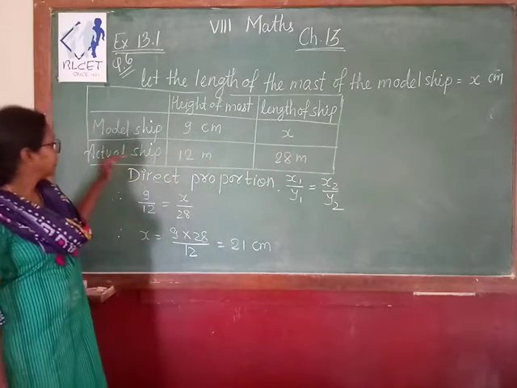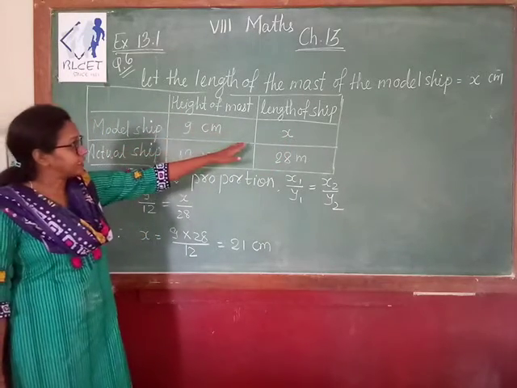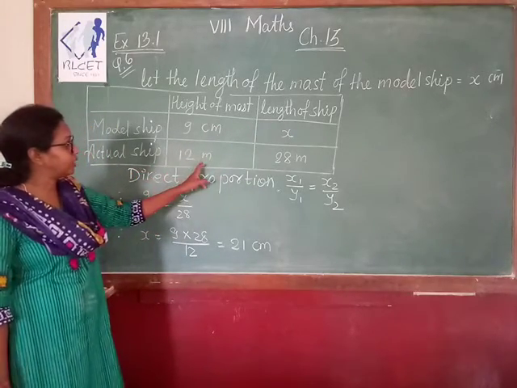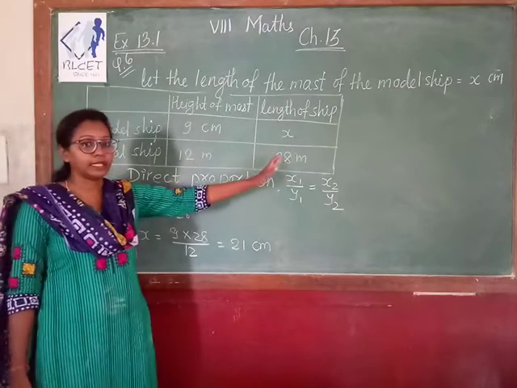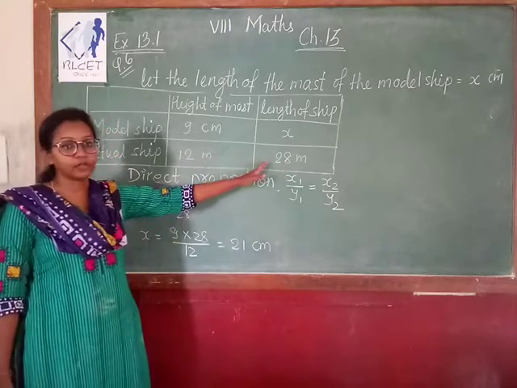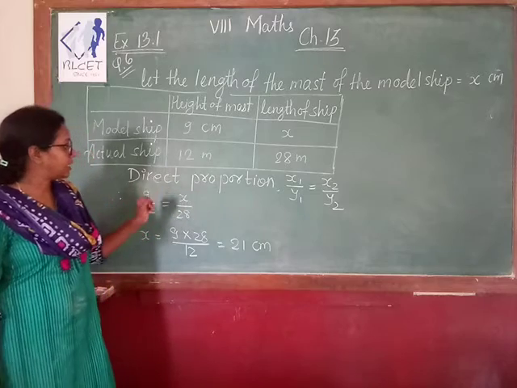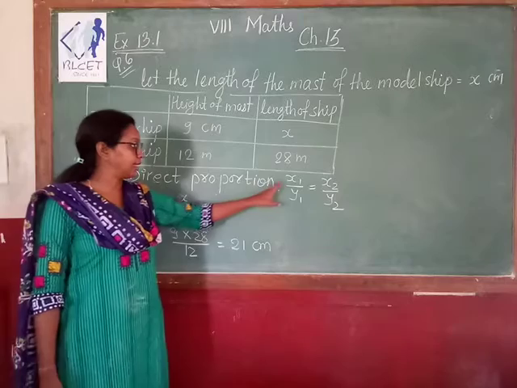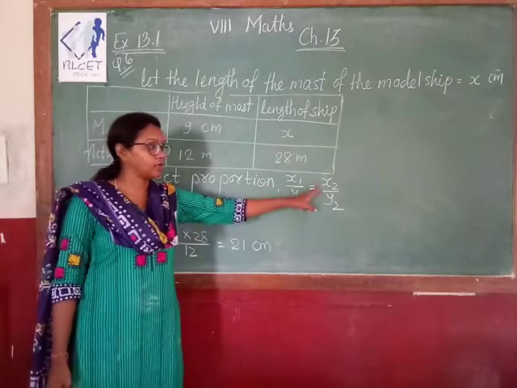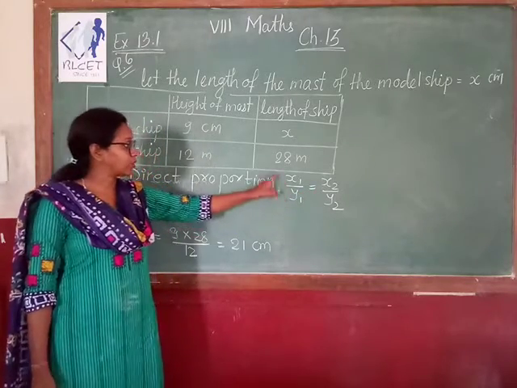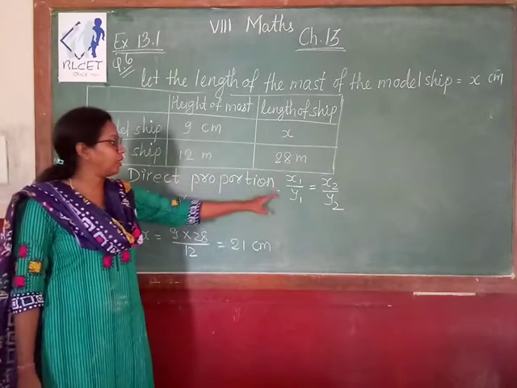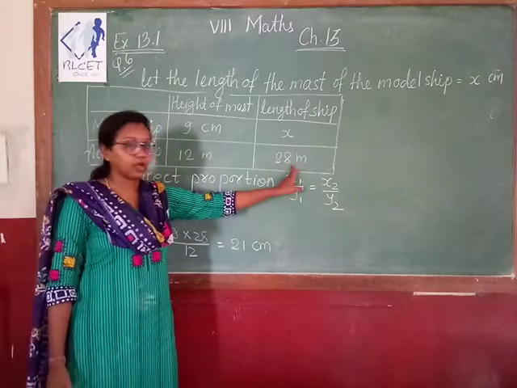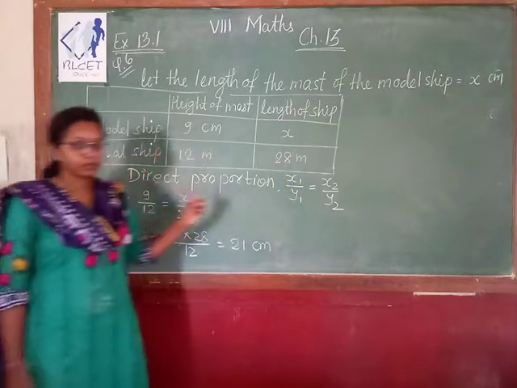Now here the height of the mast is increasing, and in the same way the length of the ship is also increasing. Here it is 12 meters, here it is 28 meters, so it is increasing. When one quantity increases, the second automatically increases. So we can say this is in direct proportion. For that we know the formula, x1 upon y1 is equal to x2 upon y2. Here what is your x1? 9 centimeter, y1 is 12 meter, x2 is your x, and y2 is your 28 meters.